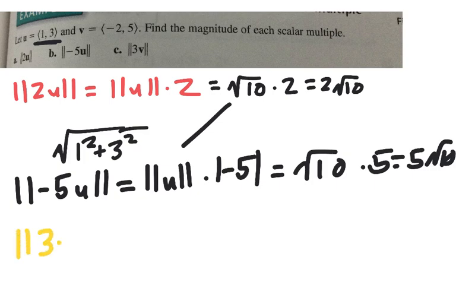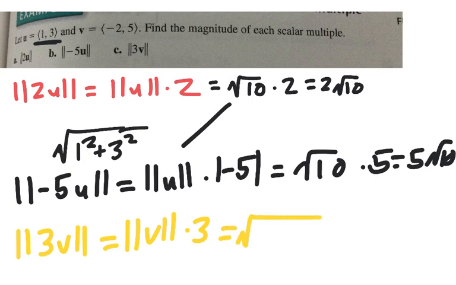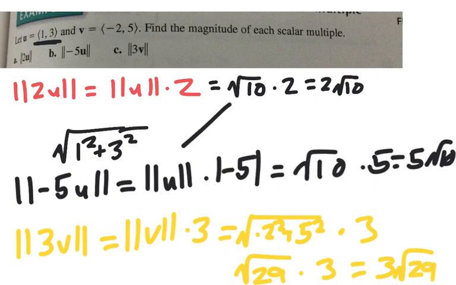Lastly, the magnitude of 3v. Now I'm going to find the magnitude of v and then multiply that by 3. The magnitude of v is going to be negative 2 squared plus 5 squared. So that's radical 4 plus 25, that's radical 29, times 3. That's going to give me 3 radical 29 for the magnitude of 3v.